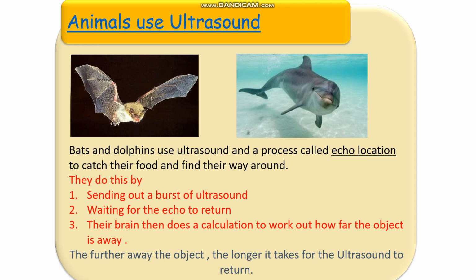So bats and dolphins have this sort of inbuilt into their brain. If the echoes return quickly, they know that the object in front of them is very close. If it takes longer, they know that the object is further away.